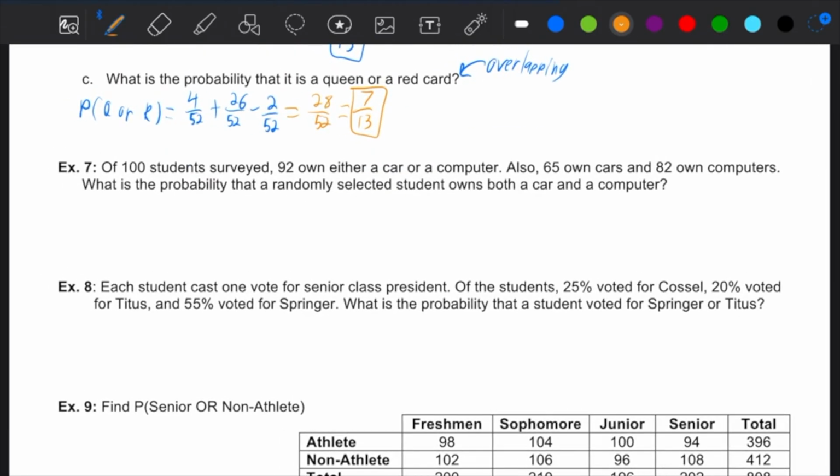Example 7. Of 100 students surveyed, 92 own either a car or a computer. Also, 65 own cars and 82 own computers. What's the probability that a randomly selected student owns both?